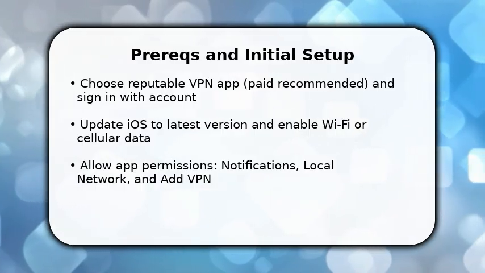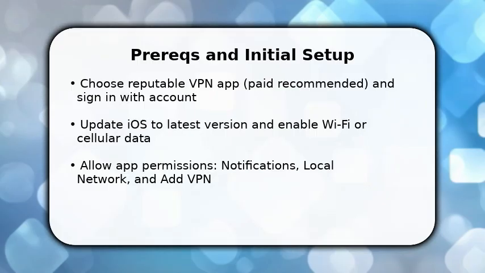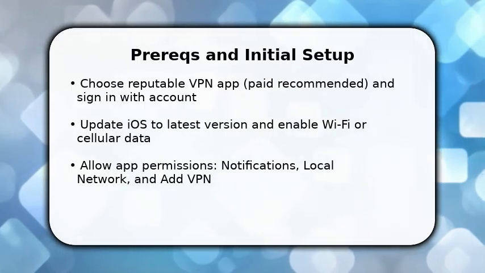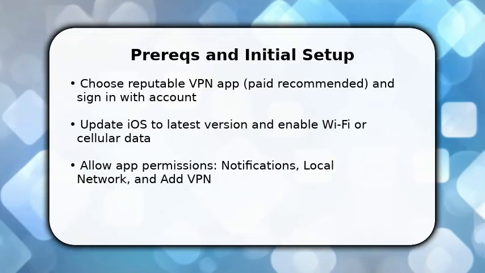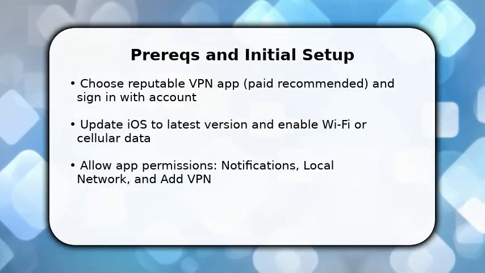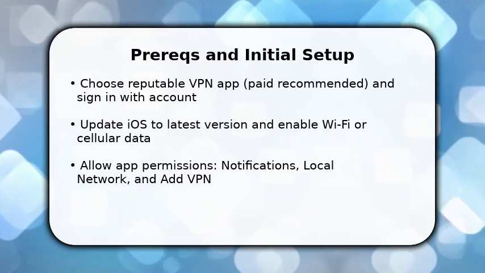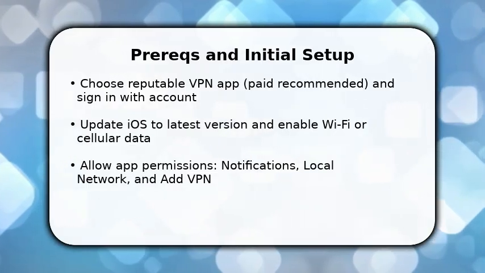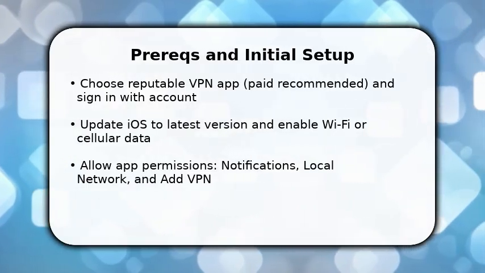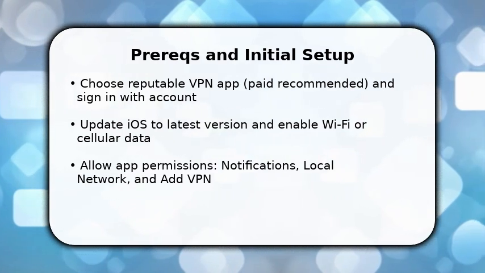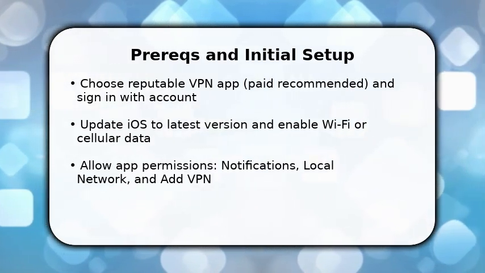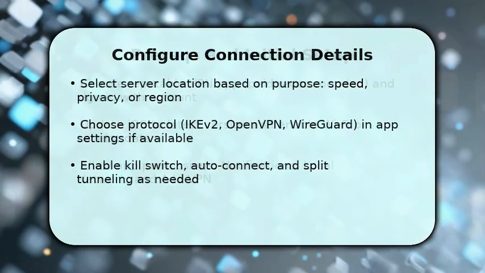Tap the app's Quick Setup or Connect button to let iOS add a VPN profile. This is required for system-level routing. Once done, you'll see the prompt to allow adding VPN configurations. Approve it. This ties the app to settings, so the VPN can start and stop cleanly for all apps and browsers. After initial setup, configure the connection.